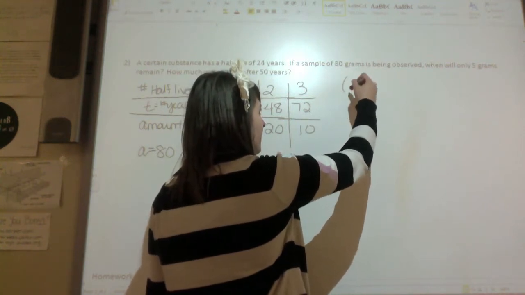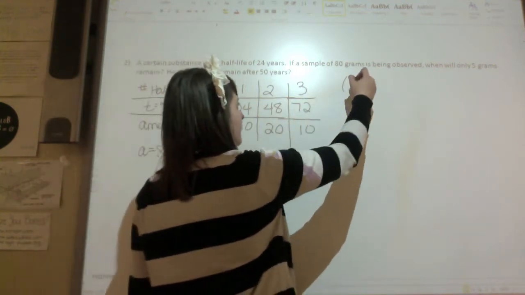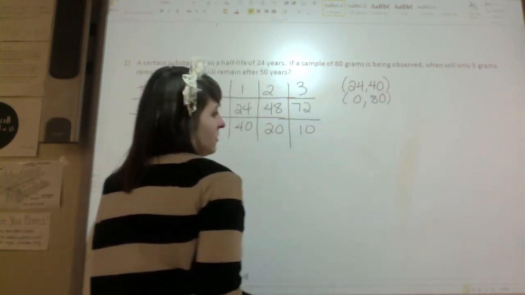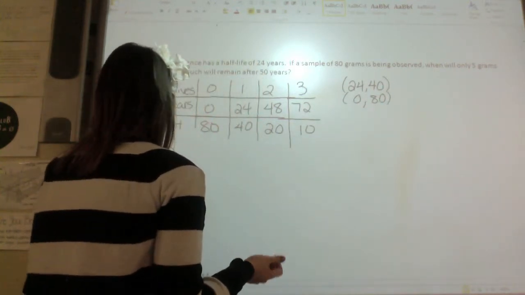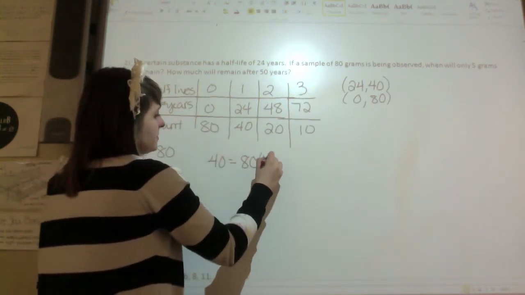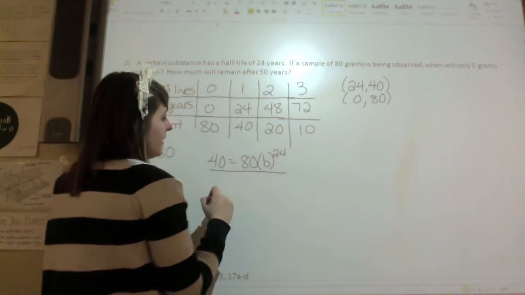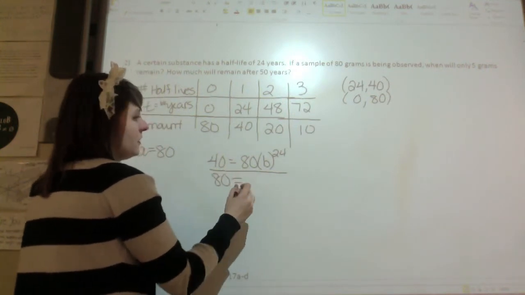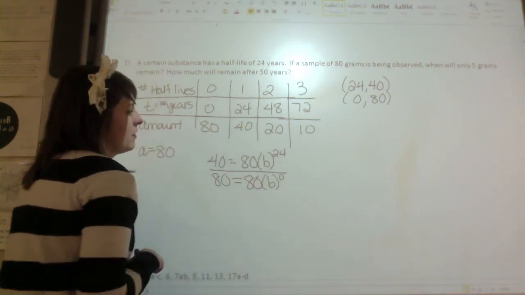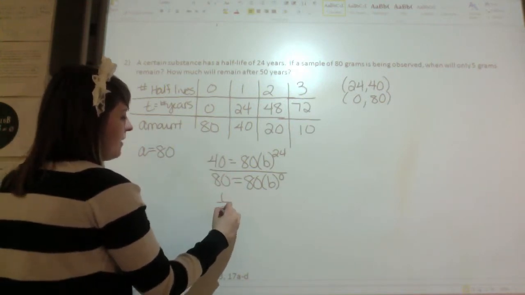So I know I have the point (24, 40). I also have the point (0, 80). Okay, so I'll just use those 2 points. That'll be easy enough. So I can say 40 equals 80 times b to the 24, and then I can divide that by 80 equals 80 times b to the 0. So when I do that, the ratio becomes 1/2.